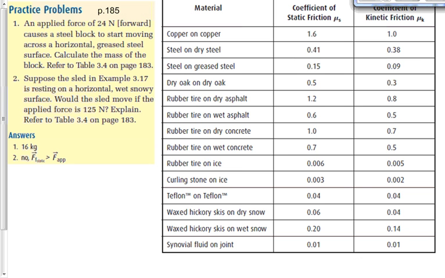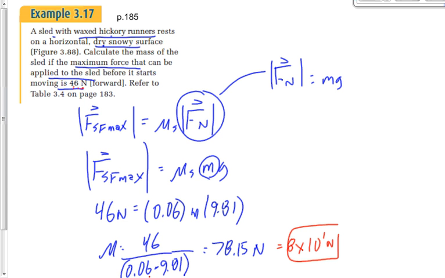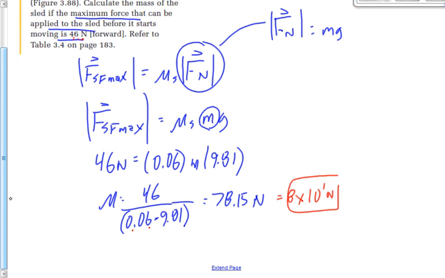Have a look up here. We're going to do question number 2 as a group here. It says, suppose the sled in example 3.17 is resting on a horizontal wet snowy surface. We need to know something about the sled in example 3.17. Looks like the mass of it was 78.15. Solving for the mass there, right? Should have been 78.15 kilograms, not newtons, right?